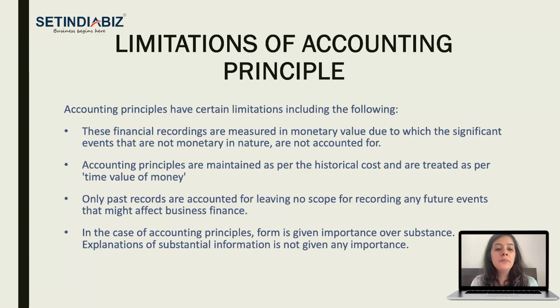Number 3, only past records are accounted for, leaving no scope for recording any future events that might affect the business finance. I gave you an example: whenever I'm investing in an advertisement campaign, say for rupees 5 lakh, which will give me 5 big advertisements over 5 years, I record 1 lakh per year for every 5 years. That 1 lakh is recorded in this current year 2025, but the 5 lakh that I've incurred today will give me benefits in the coming 4 years, that is 2026, 27, 28 and 29, right?